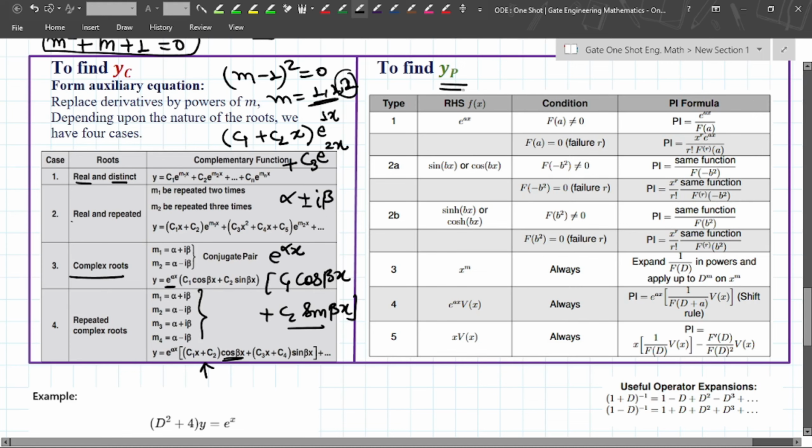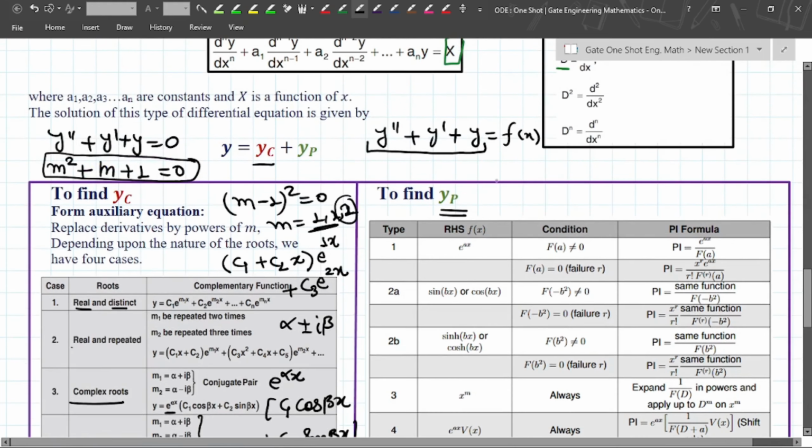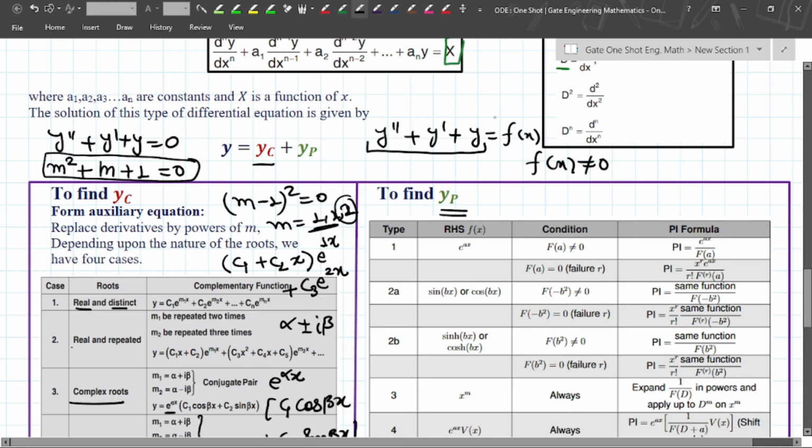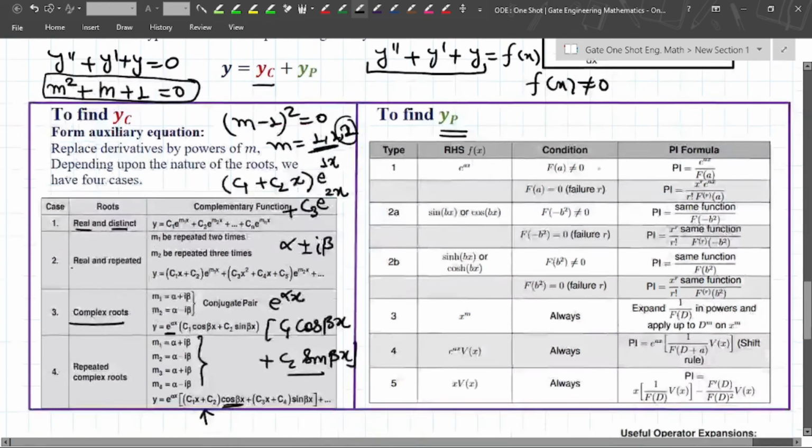Another one is the particular integral. If your differential equation is of this kind and your f of x is not equal to 0, then you have to calculate the particular integral also. So what is the particular integral in this case? The particular integral arises when the non-homogeneous part is also there, which means the right hand side is not 0.